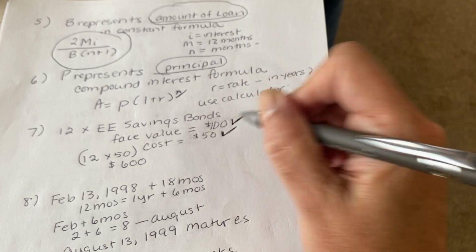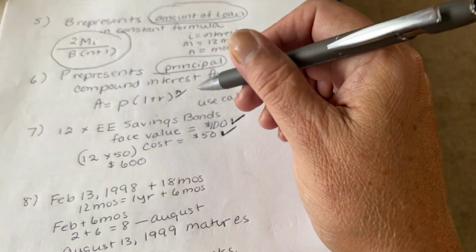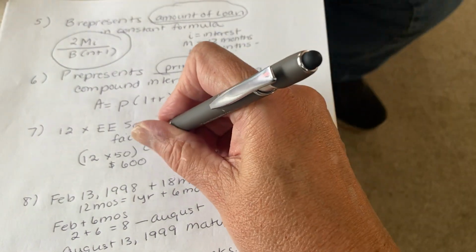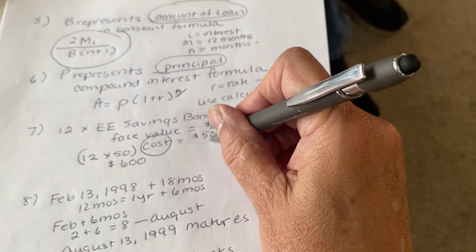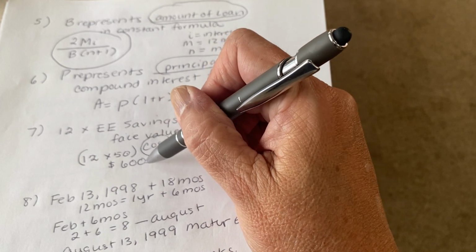They say, okay, you pay half of it, and then in 17 years, you'll get the face value, which is $100, right? So they charge you half price. So then you say, okay, the face value is $100, so the cost for each one of them is going to be $50. So then I just take 50 times 12.